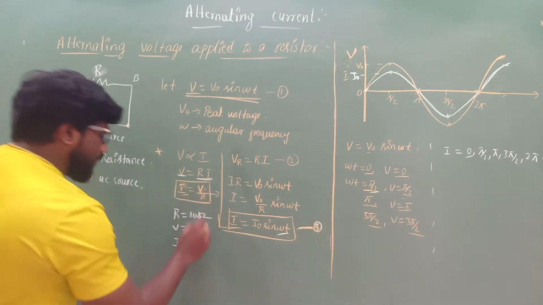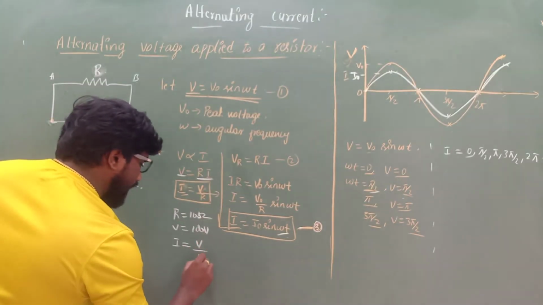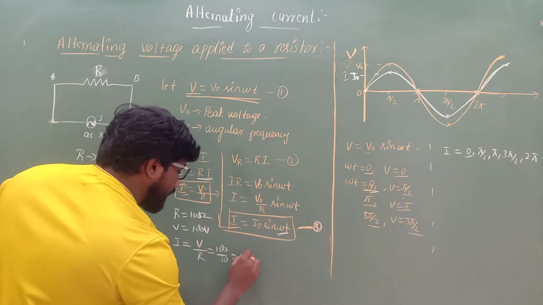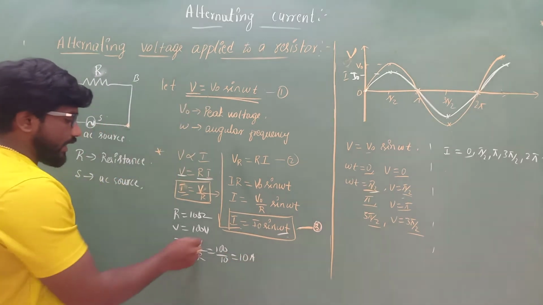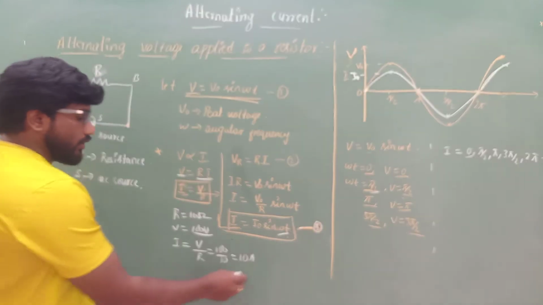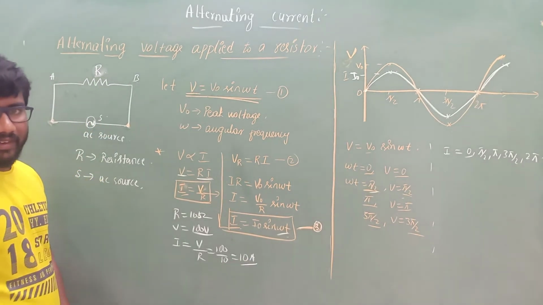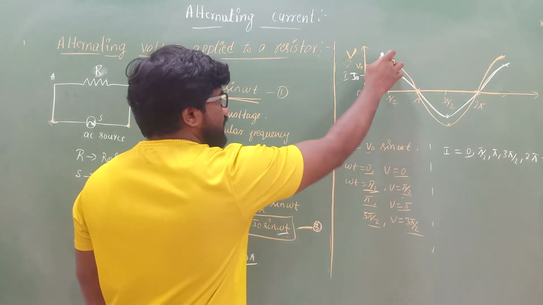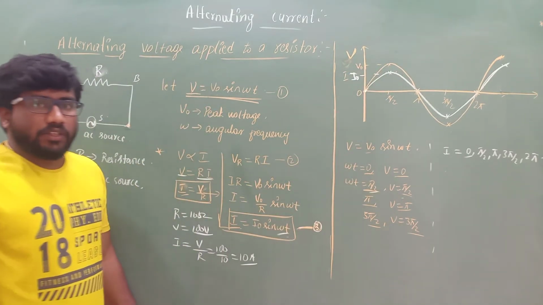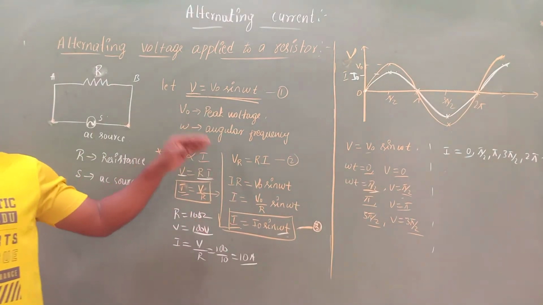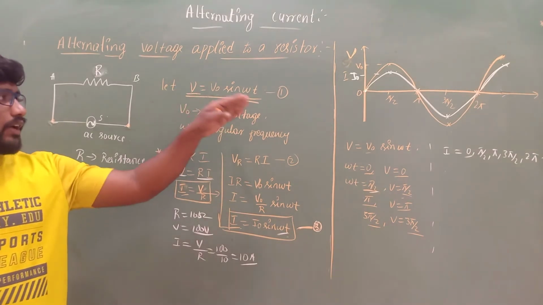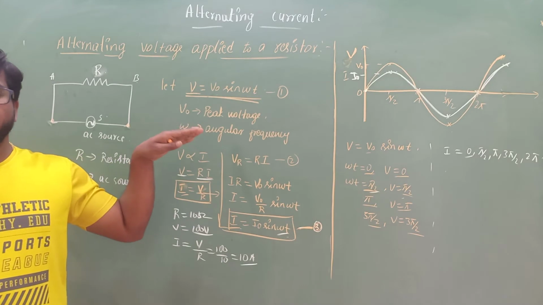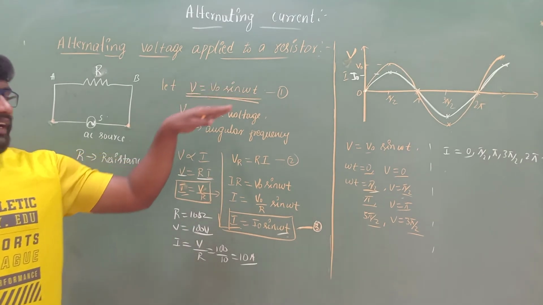I is equal to V by R, V divided by R. That is 100 by 10. So you will get 10 ampere. Obviously here voltage is 100 volt and the current, how much did you get here? That is only 10 ampere. That's the reason why current is always less than the value of voltage: if you want to find the value of current, it is the voltage divided by resistance.